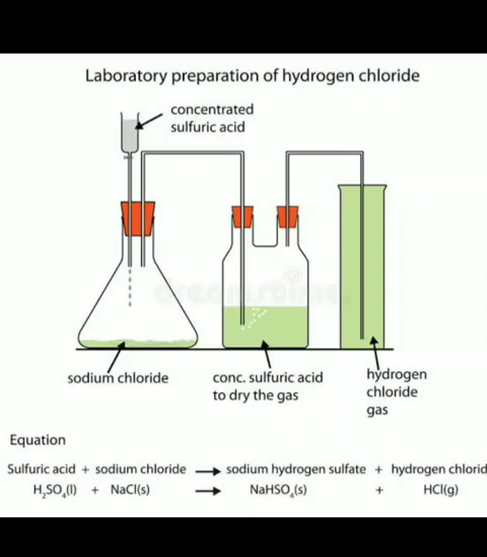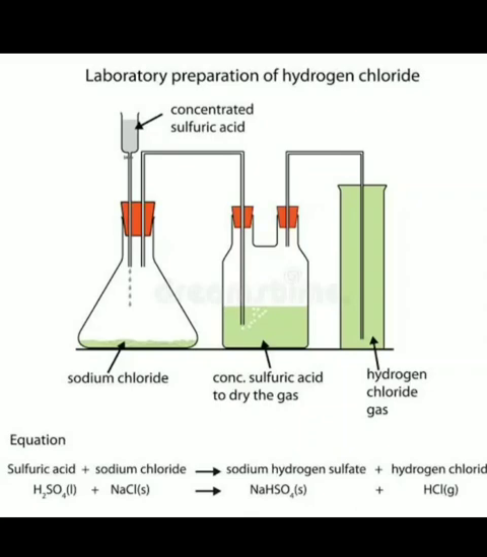Here the concentrated sulfuric acid absorbs the moisture which was present with the hydrogen chloride. So when it is absorbed, it will be converted into dry hydrogen chloride. And this passes through the delivery tube and enters into that gas jar. As we know, hydrogen chloride gas is heavier than air. So what happens? It will go downward through the delivery tube.